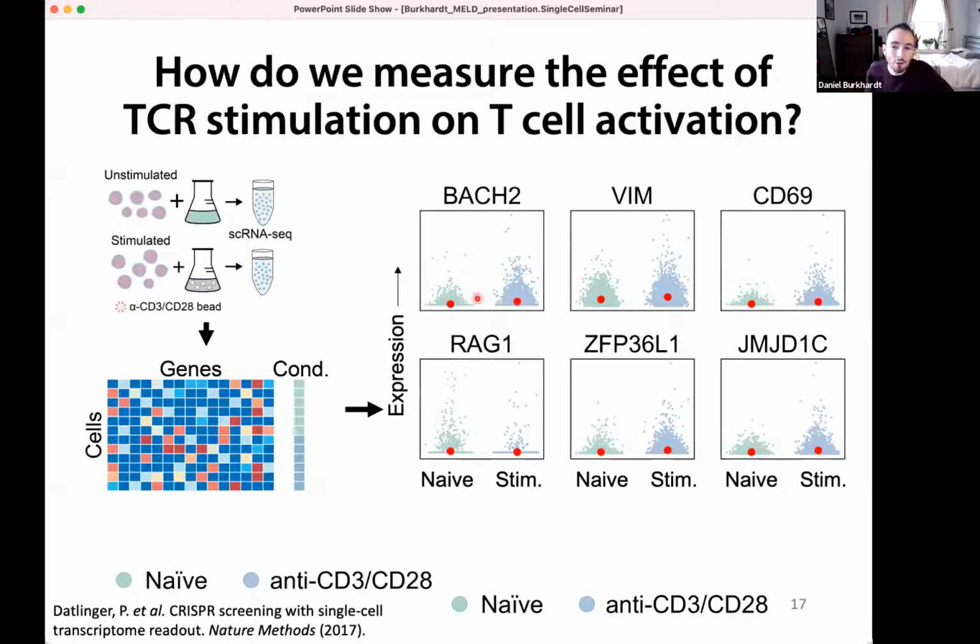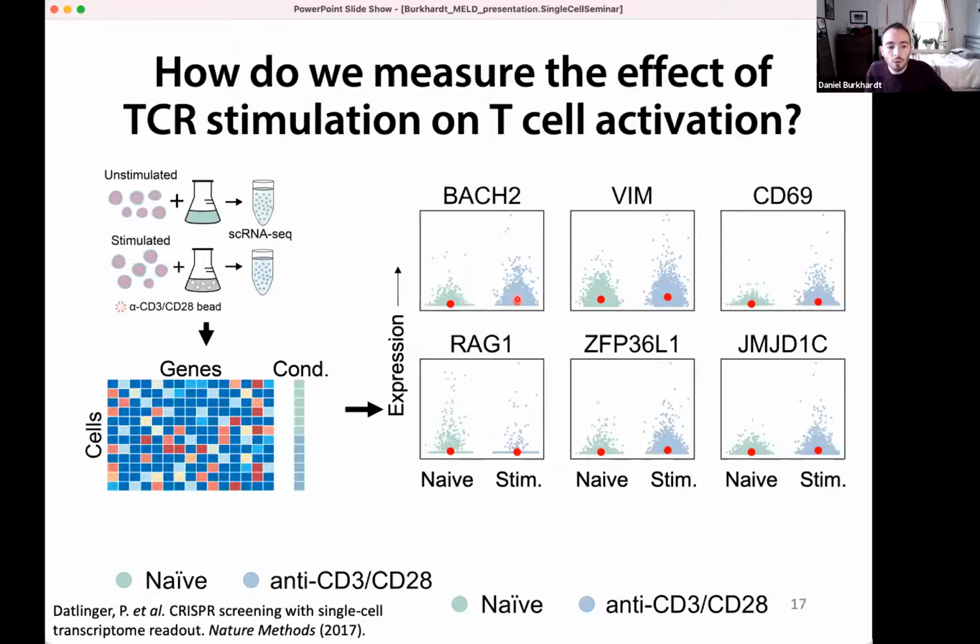But what we see when we just group the cells based off of the sample that they were from, and we look at things like expression of their genes, here we have each point being a cell. The position of the cell on the x-axis is the condition that they came from. The y-axis is expression. And we're looking here at 6 different genes known to play a role in the T cell receptor activation pathway. The red dots here represent the mean expression in the samples.